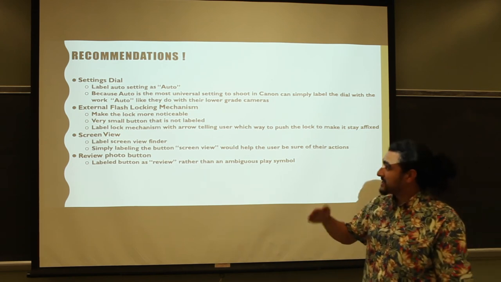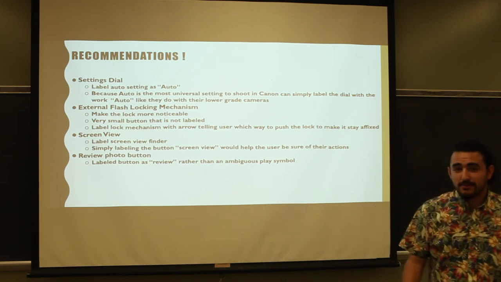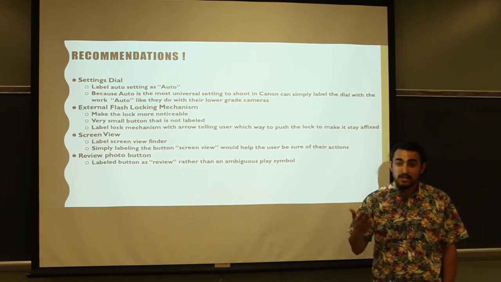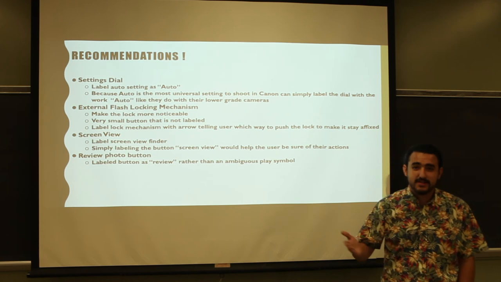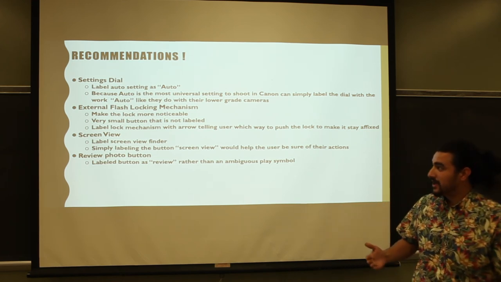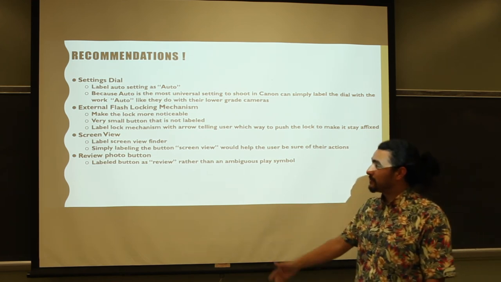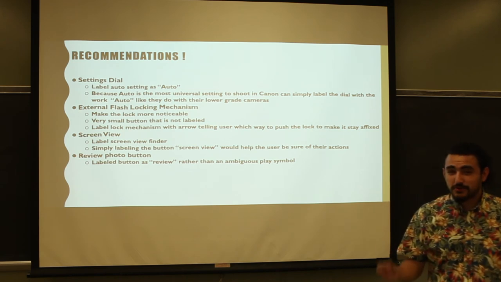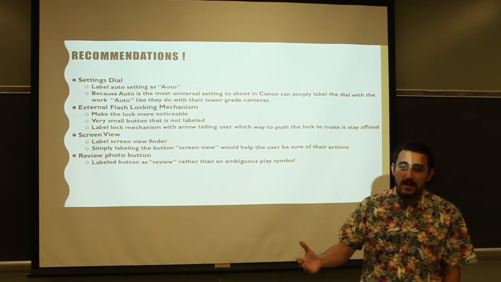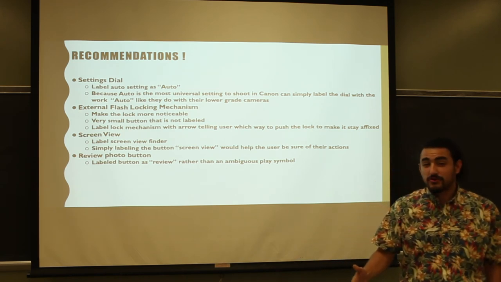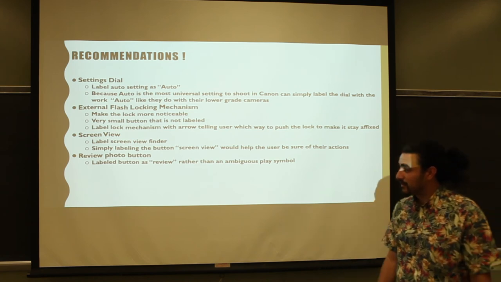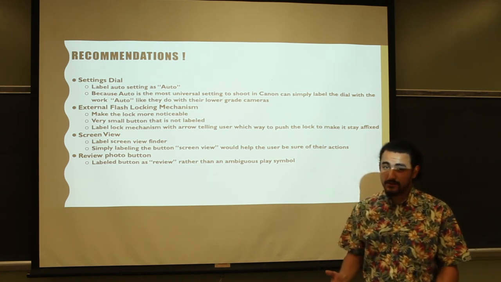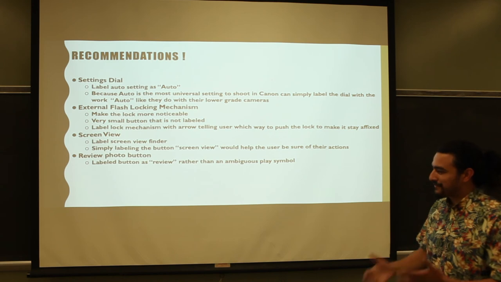So, the same with the external flash, just label it locking mechanism. Label it lock with an arrow pushing it towards the side that you want it to lock towards, as well as the screen view and the review button. They simply could have put screen view on top of the button, and that would just make it easy for all users, as well as with the review photo. They could have simply labeled it review. But no, they made it a little difficult with the play.